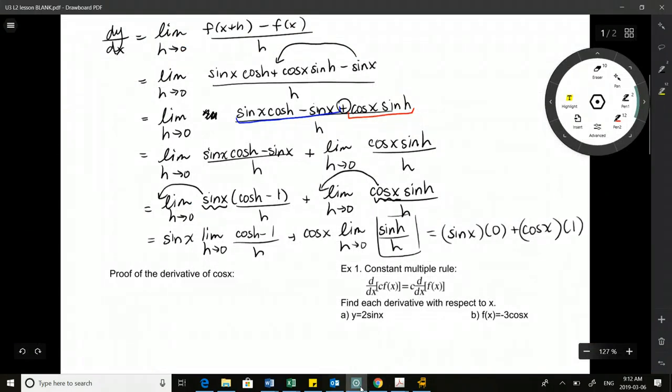And what do we end up with here when I multiply this whole thing by 0? Well, that part's gone, and cos times 1 is just cosine. So the derivative of sine must be cos x.